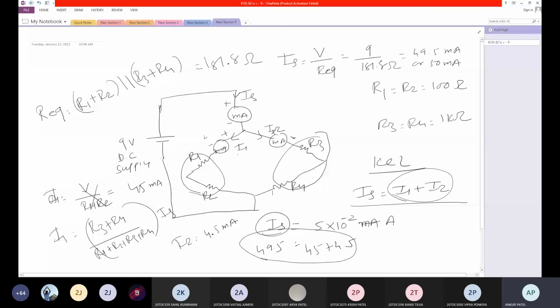In KVL, what will be the changes in the circuit compared to KCL? Any changes in the circuit diagram? In KVL, I need only voltage, so I'm shorting this meter. I do not need the current. I am shorting this, so your connection becomes like this.